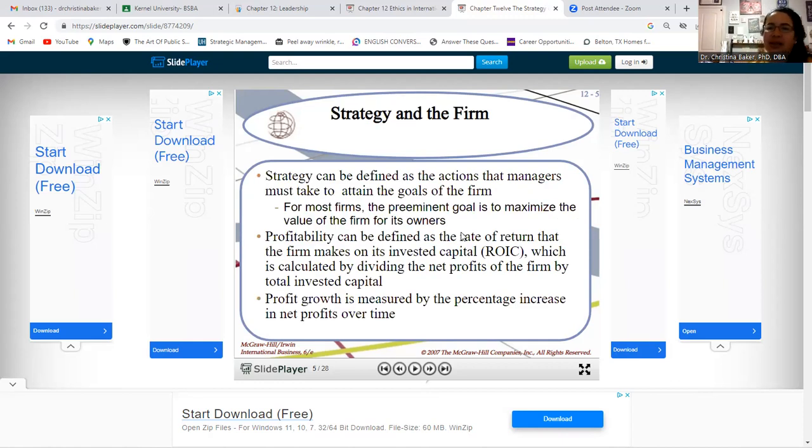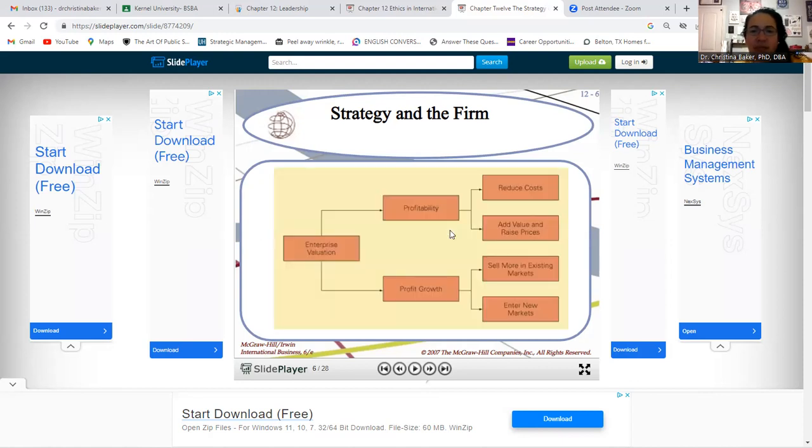Strategy must be defined as the actions that managers take to attain the goals of the firm. For most firms, the permanent goal is to maximize the value of the firm to the owners. Profitability can be defined as the rate of return the firm makes on its invested capital, which is calculated by dividing the net profits of the firm by the total invested capital. Profit growth is measured by the percentage of increase in the net profits over time.